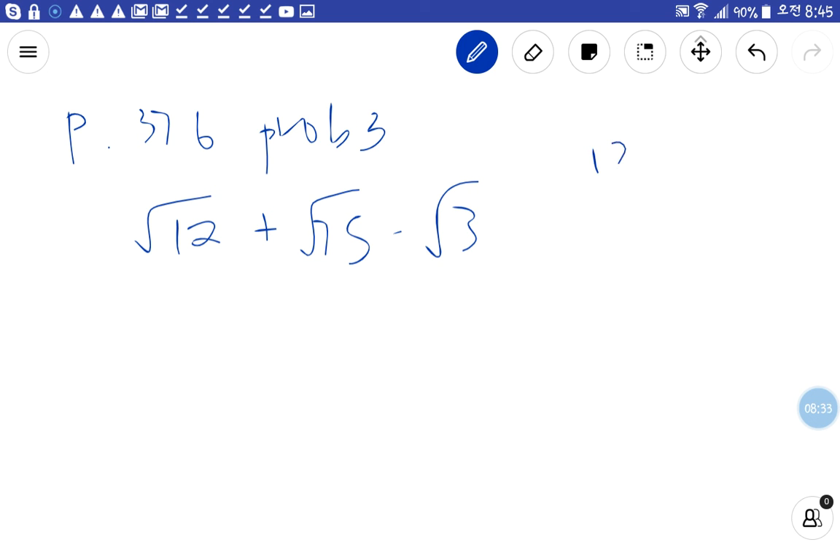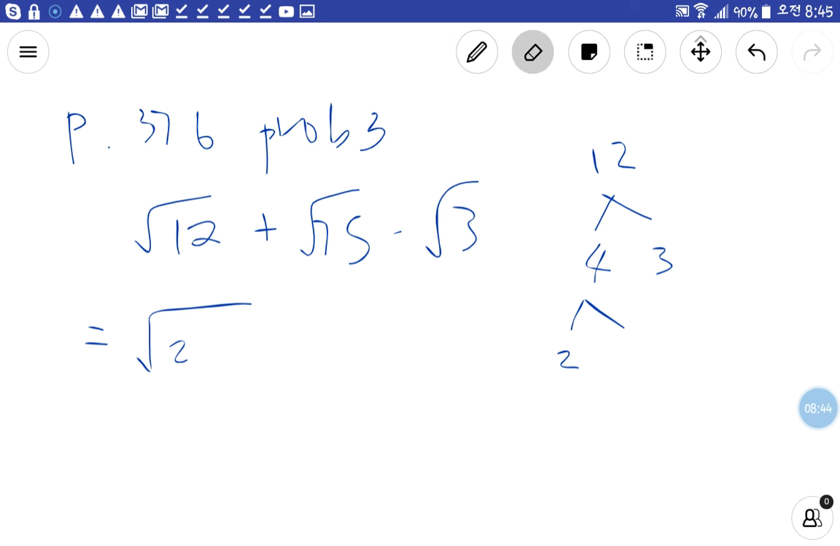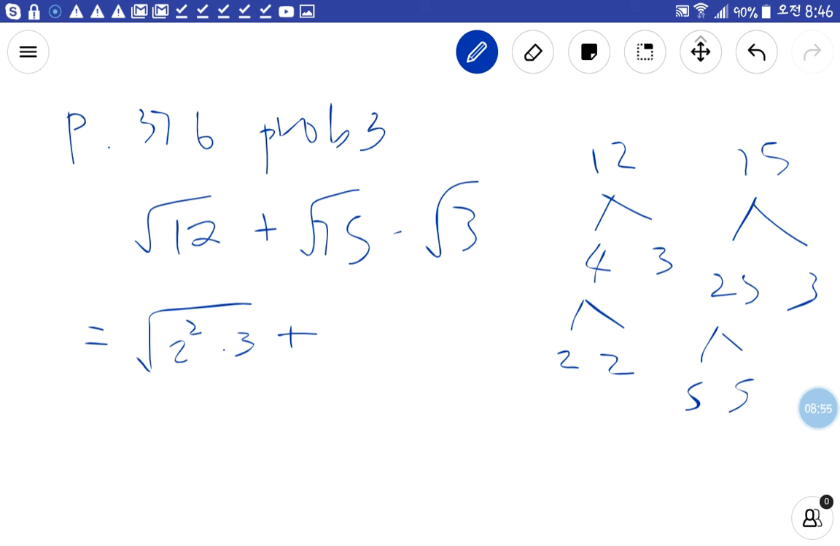So 12 is 4 times 3, and 4 is 2 times 2. So I can say radical 12 would be 2 squared and 3, and then you can do the 75 here. 75 is 25 times 3. 25 is 5 times 5. 5 squared times 3, and minus radical 3. Because we need to make the same radicand.